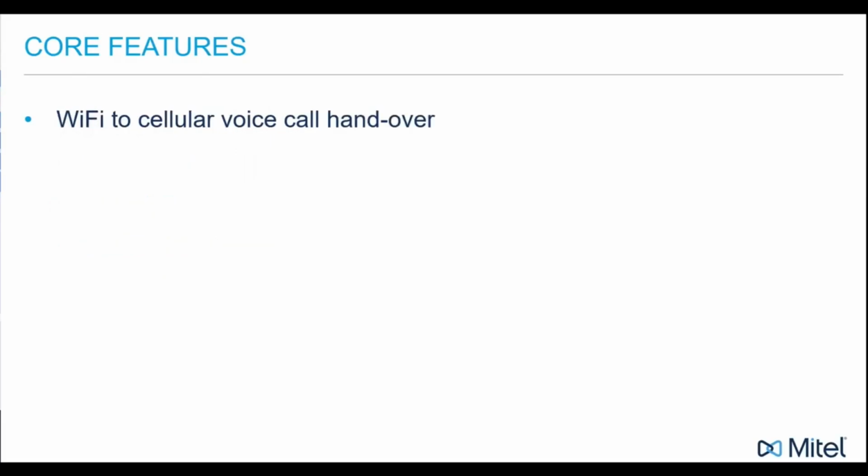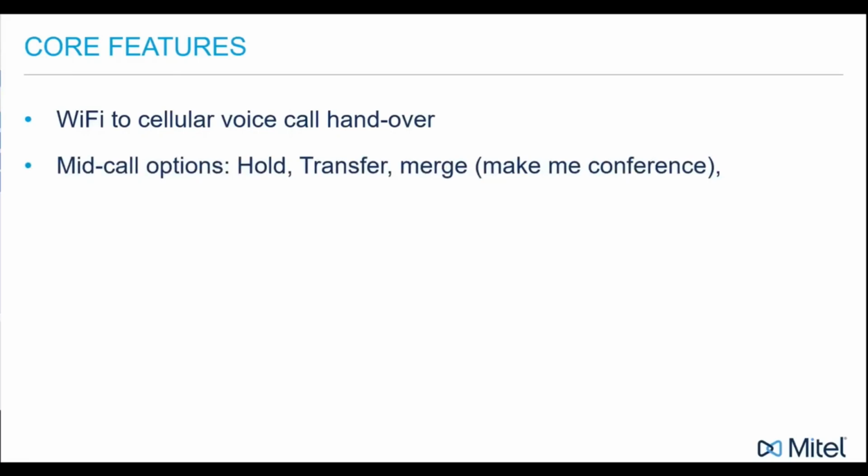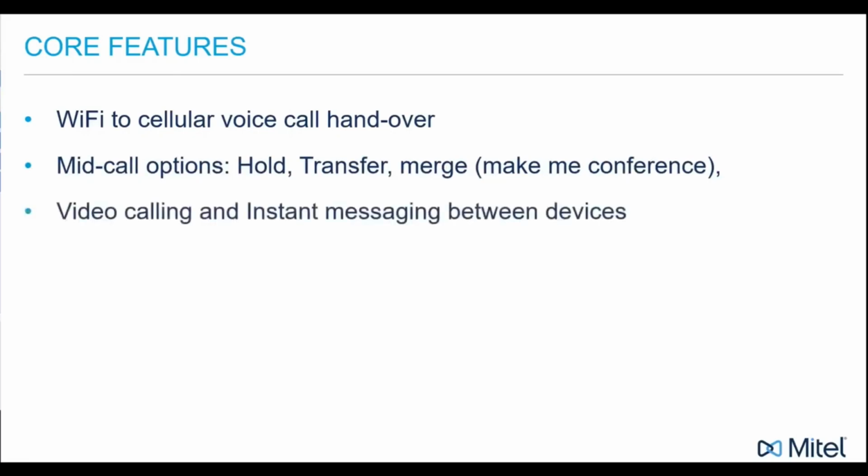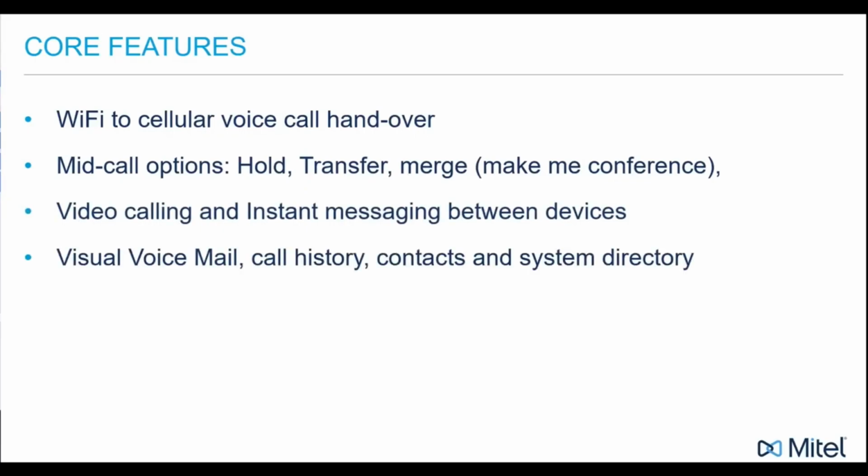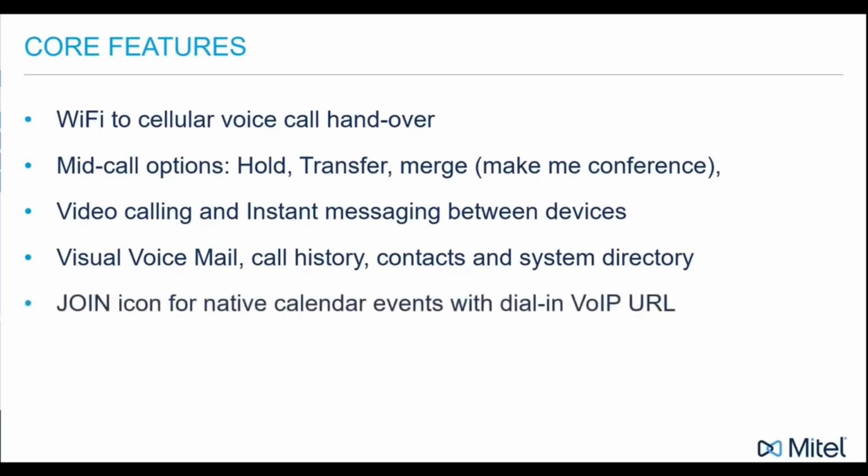When on an existing call, the Mitel Connect for Mobile client allows your device to switch between Wi-Fi networks and cellular networks while maintaining the phone call. Mid-call options such as hold and transfer are supported, as well as video calling and instant messaging. In addition to the calling features, the client gives you access to visual voicemail, your call history, your local phone contacts, and your phone's system directory. When you create a meeting using the Mitel Connect desktop client, the meeting event will show a join icon to allow you to connect to the meeting using your phone's web browser.